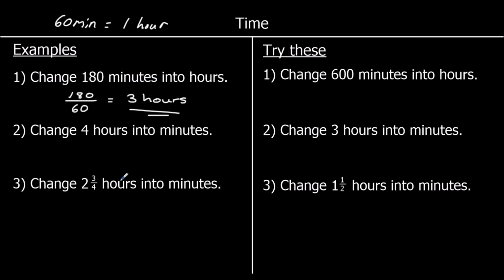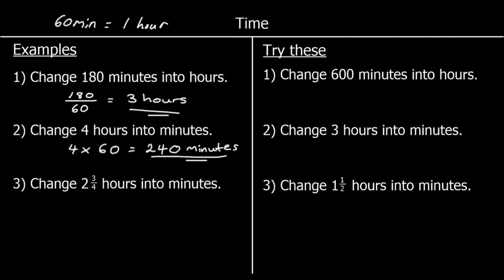Question 2, change 4 hours into minutes. So every hour is 60 minutes. So 4 times 60. 4 times 6 is 24. And it wasn't 6, it was 60. So it's 10 times bigger. 240 minutes. So we're changing minutes to hours by dividing by 60, hours to minutes by timesing by 60.